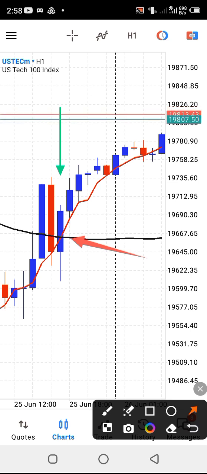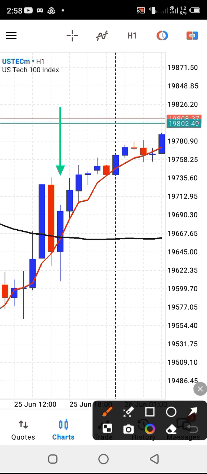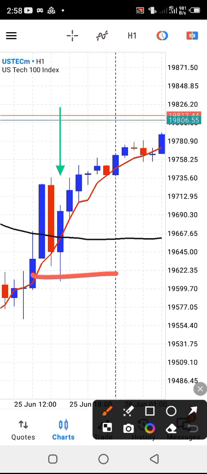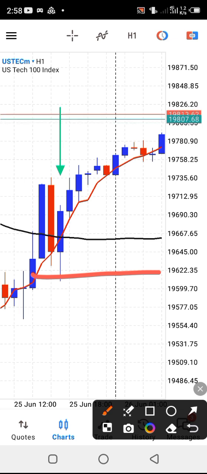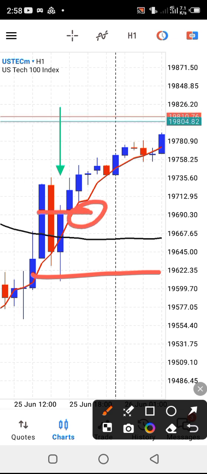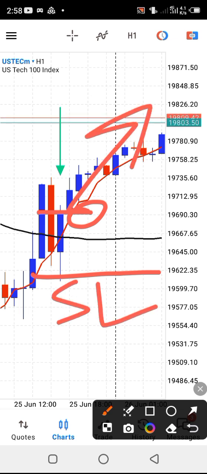Put your stop loss below that candle. Okay, your stop loss should be where? Below this candle, a few pips below that candle. That's where your stop loss should be. Okay, while you'll be entering your buy trade somewhere here, immediately this candle is closing, you're entering your buy trade to move in the upwards direction. This is your SL below the candle that broke the black moving average. Hope that's clear.